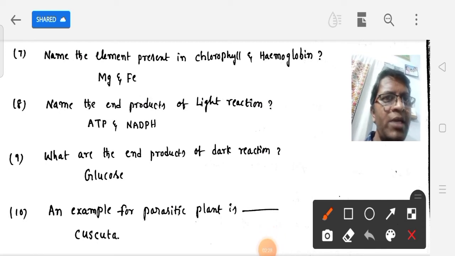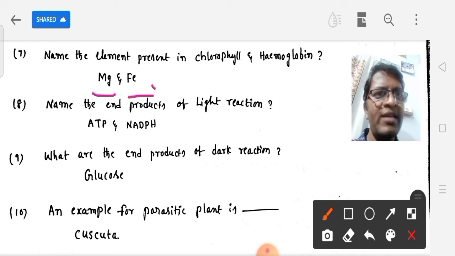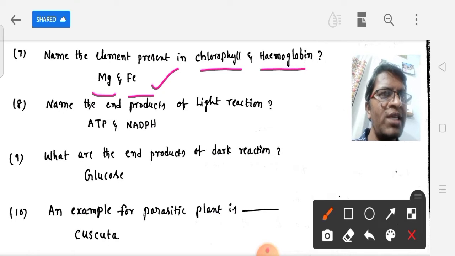Name the element present in chlorophyll and hemoglobin. In chlorophyll magnesium is there and in hemoglobin iron is there. So chlorophyll is in the leaves, hemoglobin is in the blood. Chlorophyll and hemoglobin we call pigments, which are in the leaf and blood.